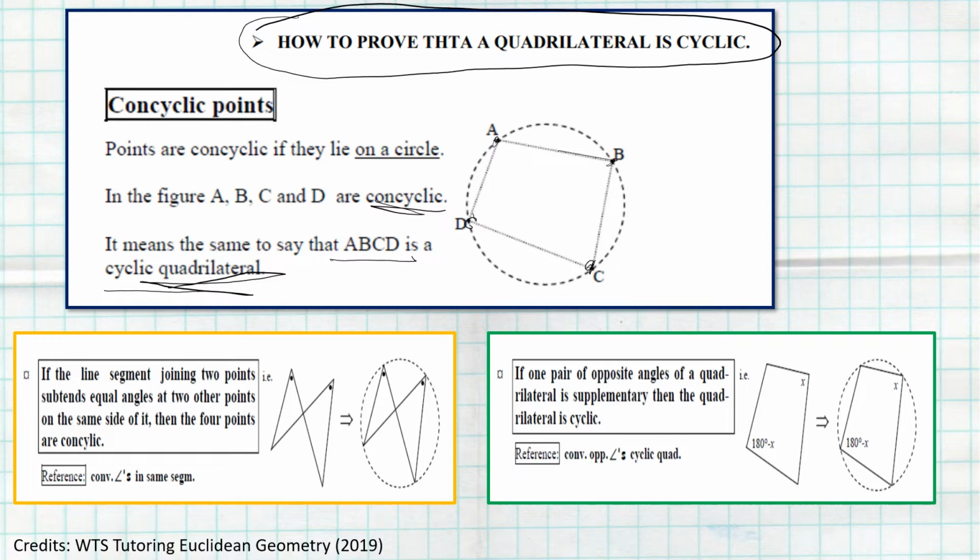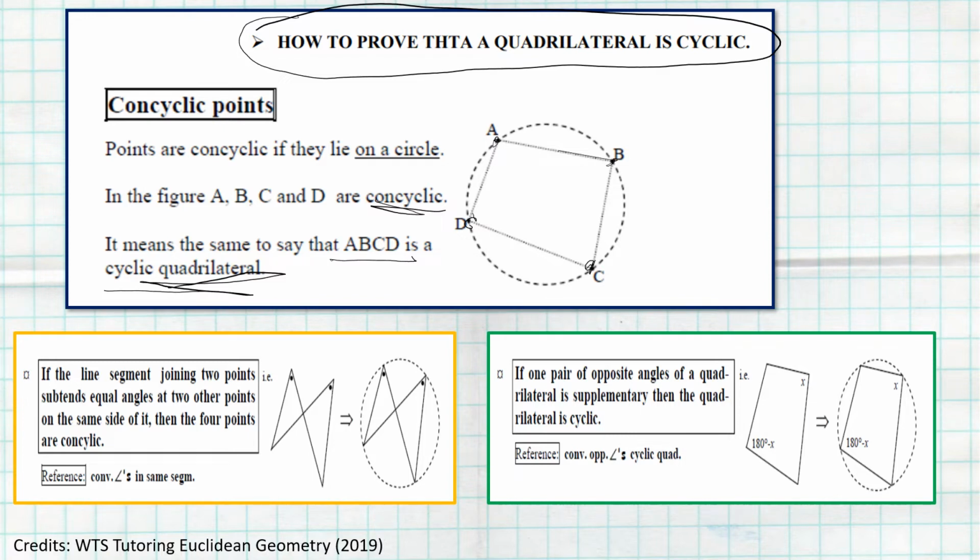But in an exam they can give you a quadrilateral having maybe three of its points on the circumference, but one is not on the circumference, and they would want you to prove that it is actually a cyclic quadrilateral. Someone can argue, but how? We don't have a circle around the quadrilateral. How can it be a cyclic quadrilateral? So we have certain conditions that we can follow in order to prove it.